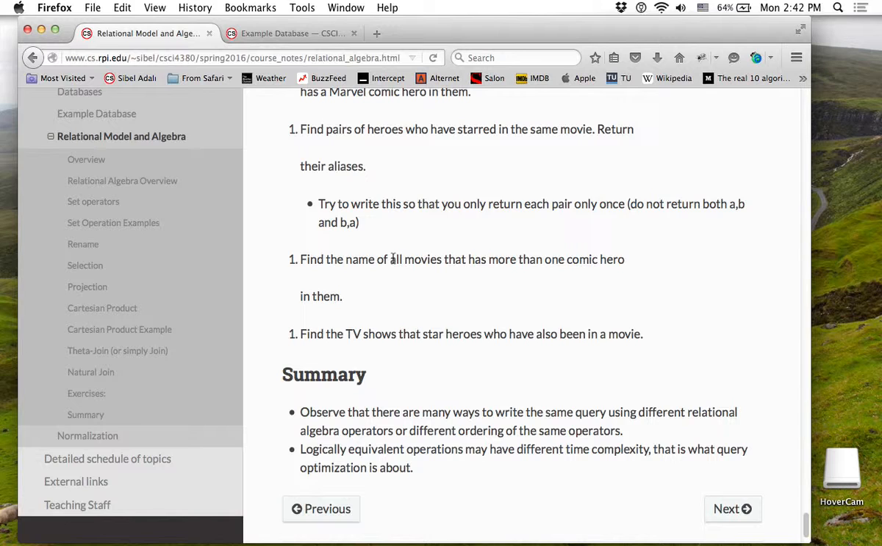So to find a movie that has more than one comic hero in them, some of you have written SQL, right? So your first instinct would be to say, let's count, right? Well, we cannot count. Did you see a count operation? Algebra cannot count. So you cannot say the number is 3, 4, 5. That's part of the point: you cannot write SQL queries that require counting in relational algebra. We will see an extension of that. But you can still answer this question, right?